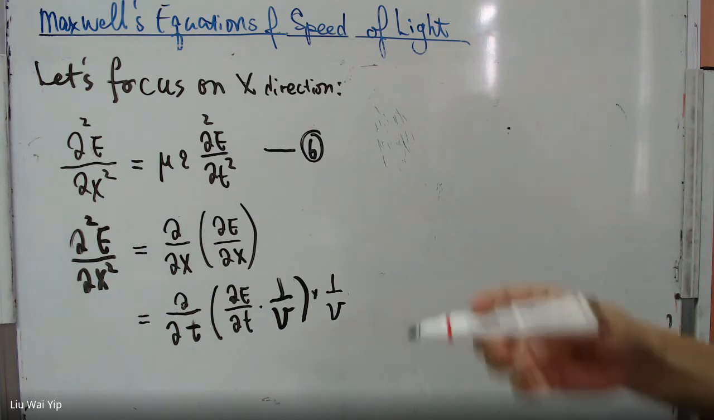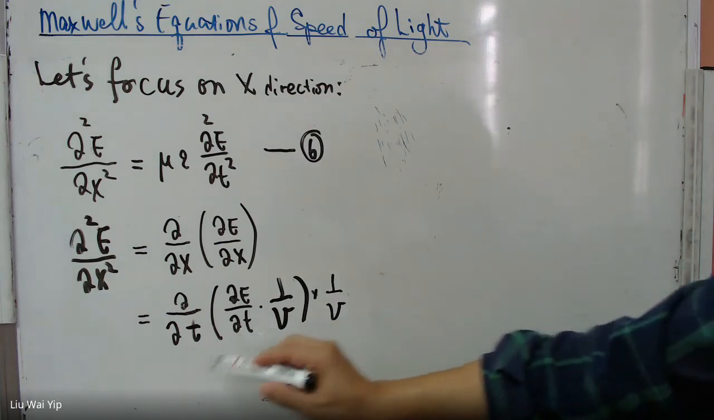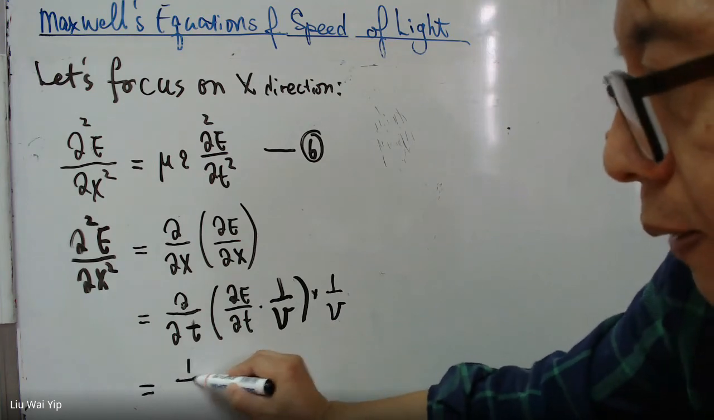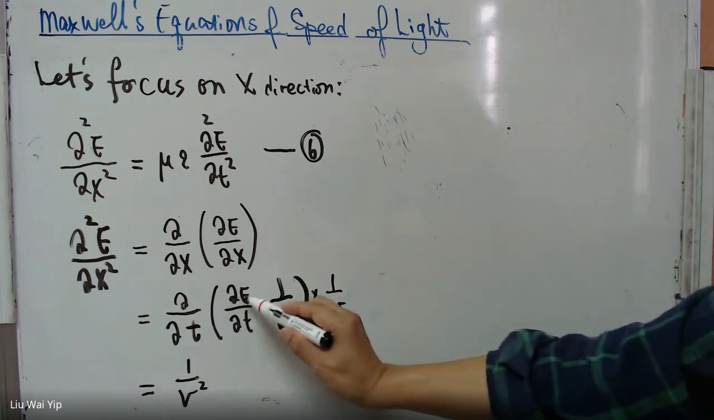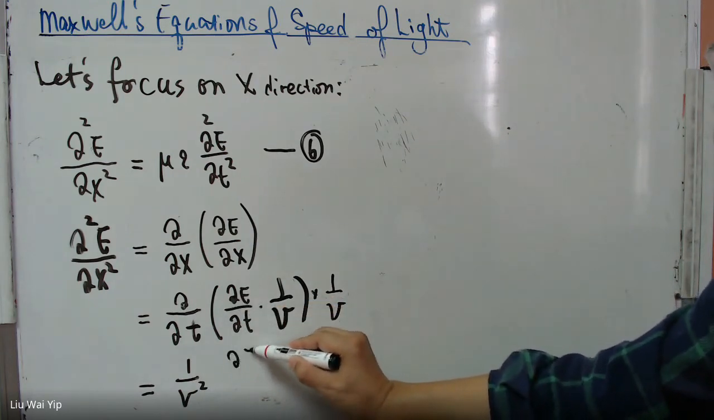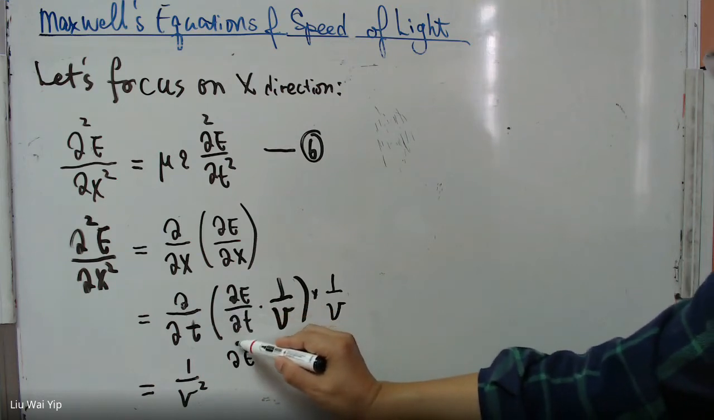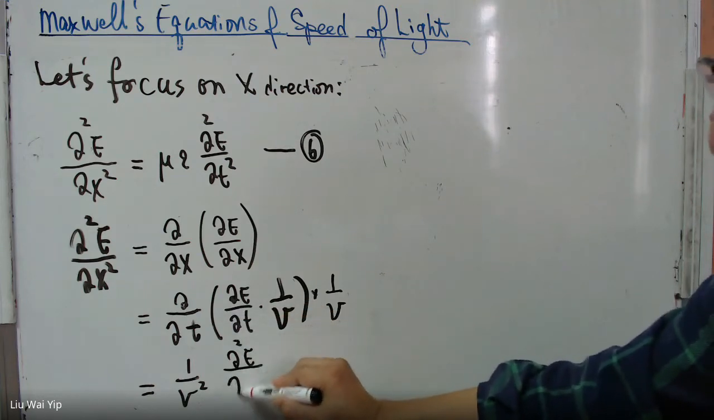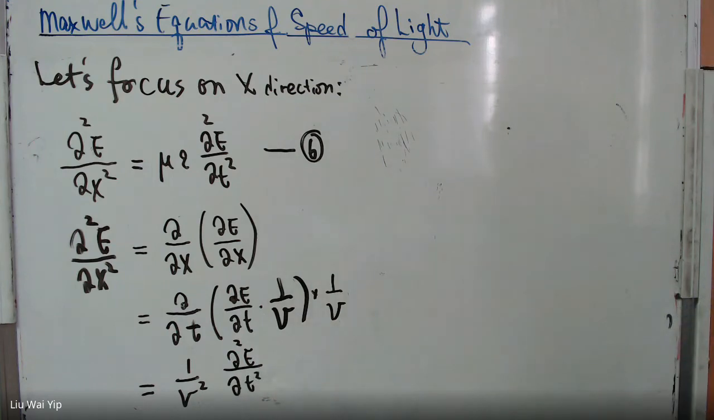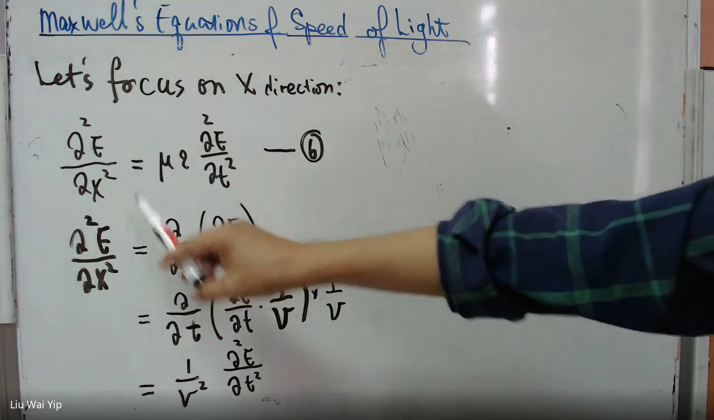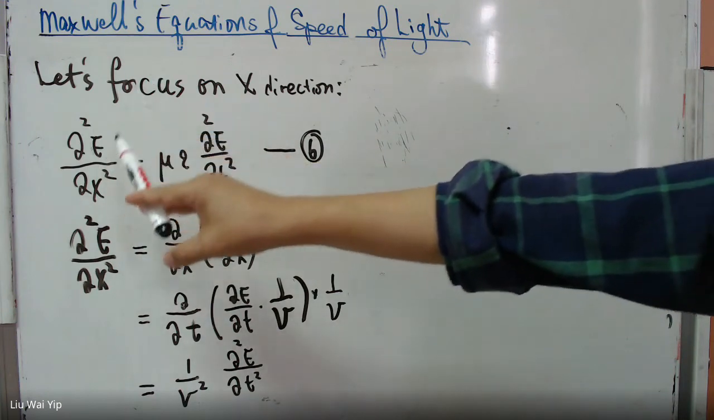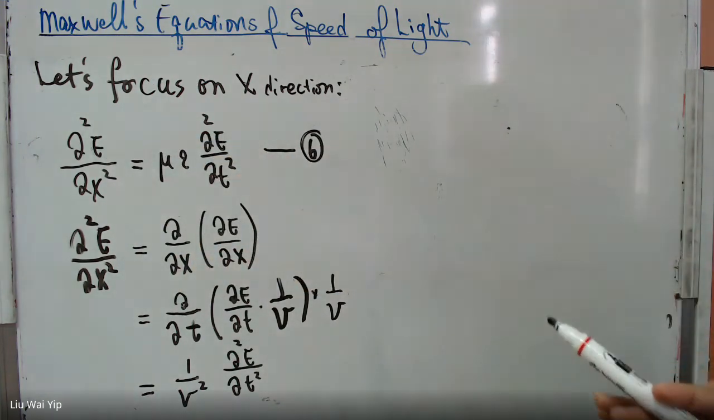So let's continue. We have this expression, and this one is actually 1 over v squared, and this one here is del E square, del t square. So the second time derivative of E. Now, this is the derivation based on the expression of the left side of equation 6.